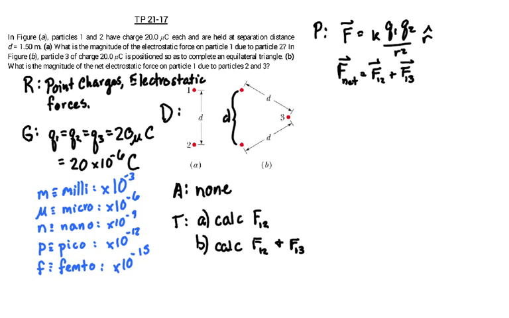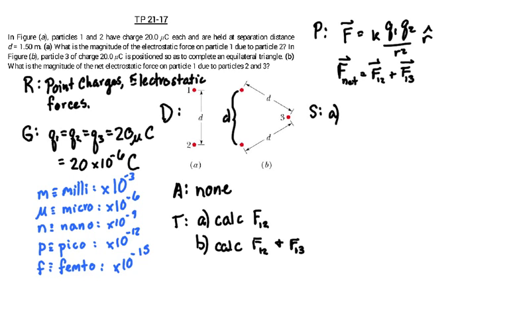Our next equation, it's not on our PRC, it's just the idea that our net force is going to be the sum of the forces acting on particle 1. So the force on particle 1 due to particle 2 plus the force on particle 1 due to particle 3. Okay, alright, I think we're ready to solve.